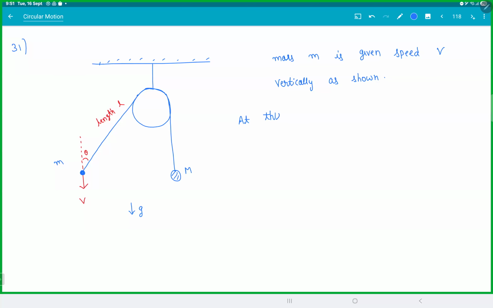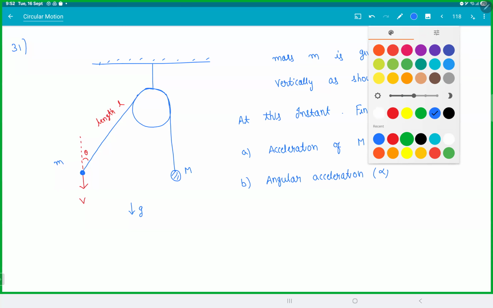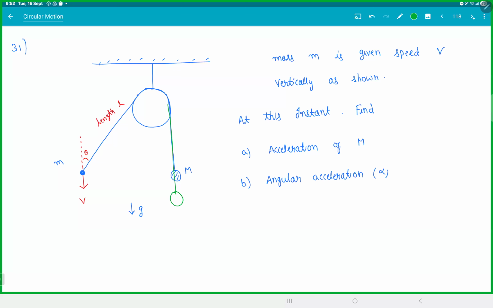So at this instant, now next moment, what happens we don't care. Things will start getting messed up. The length will change. The blocks will move. Everything will happen. At this instant, find first question, acceleration of capital M. Second, angular acceleration of small m. Because if you actually try to study the motion, after some time, this capital M will come down. It can go up. Anything could have happened.